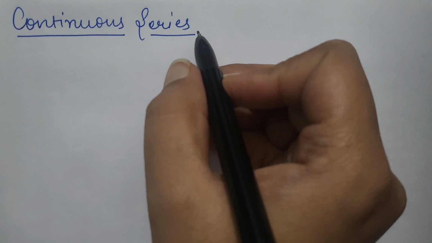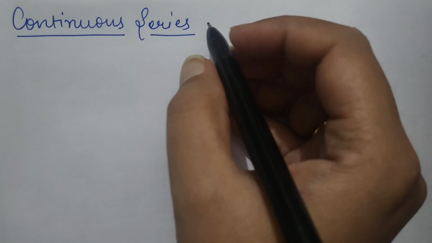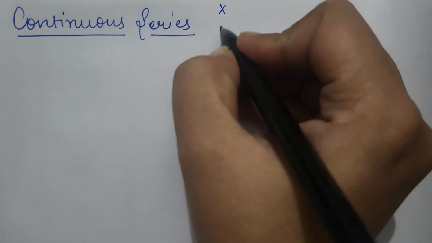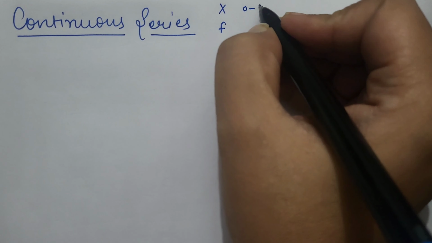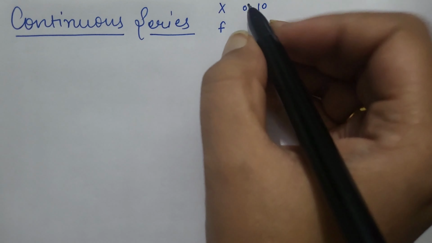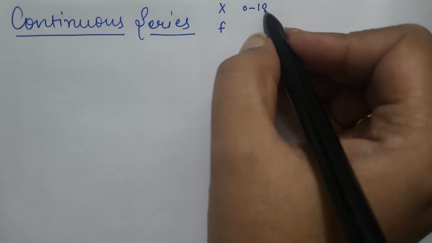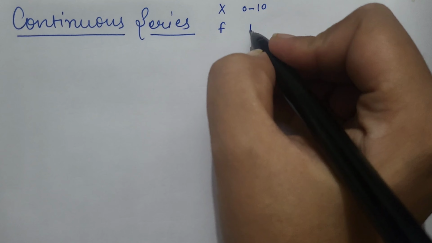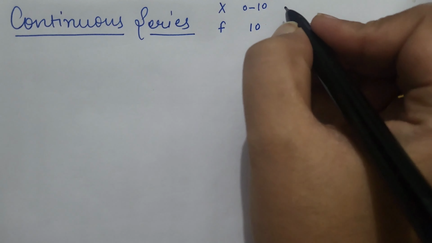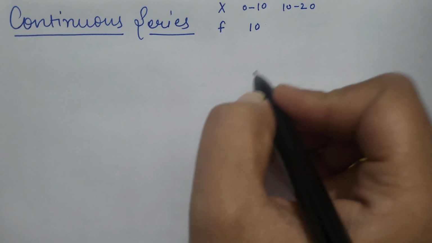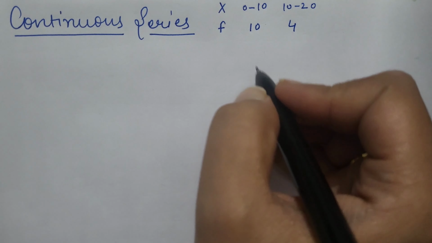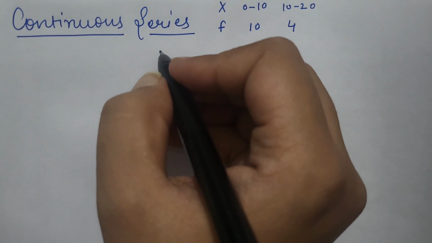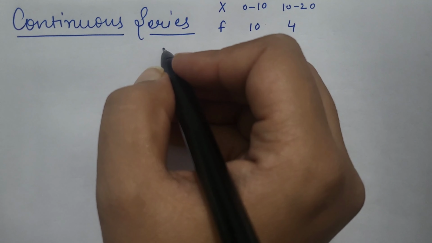Next is continuous series. Continuous series again carries observations along with frequency, but here observations are divided in intervals. Say, the data between 0 to 10 is counted and its frequency is written. 10 to 20, in 10 to 20 there are 4 observations. When data is described this way, it is continuous series.